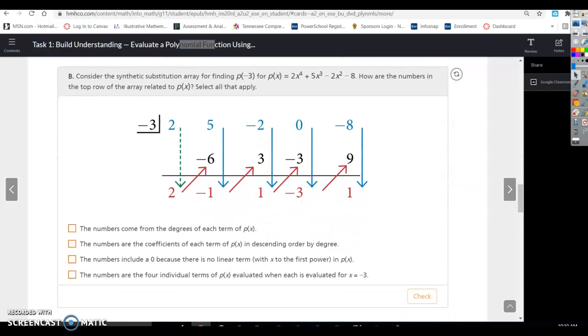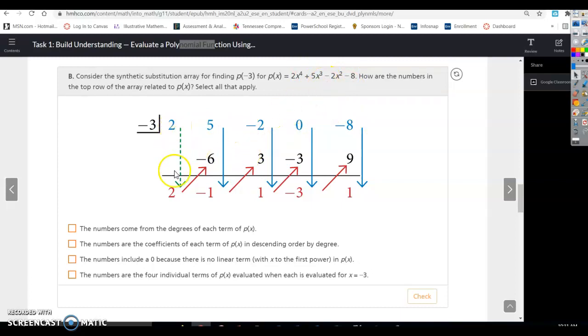And then it says consider synthetic division. Synthetic division is something that we are going to practice and learn. So this is one example of that. It says consider the synthetic substitution array p of -3 for this polynomial. How are the numbers in the top row of the array related to p of x? Select all that apply. So the -3 comes here. We put it in this little box, and then we bring the coefficients, 2, 5, -2. Remember, we have a 0 for a linear term, and -8. So these numbers are just the coefficients from this polynomial.